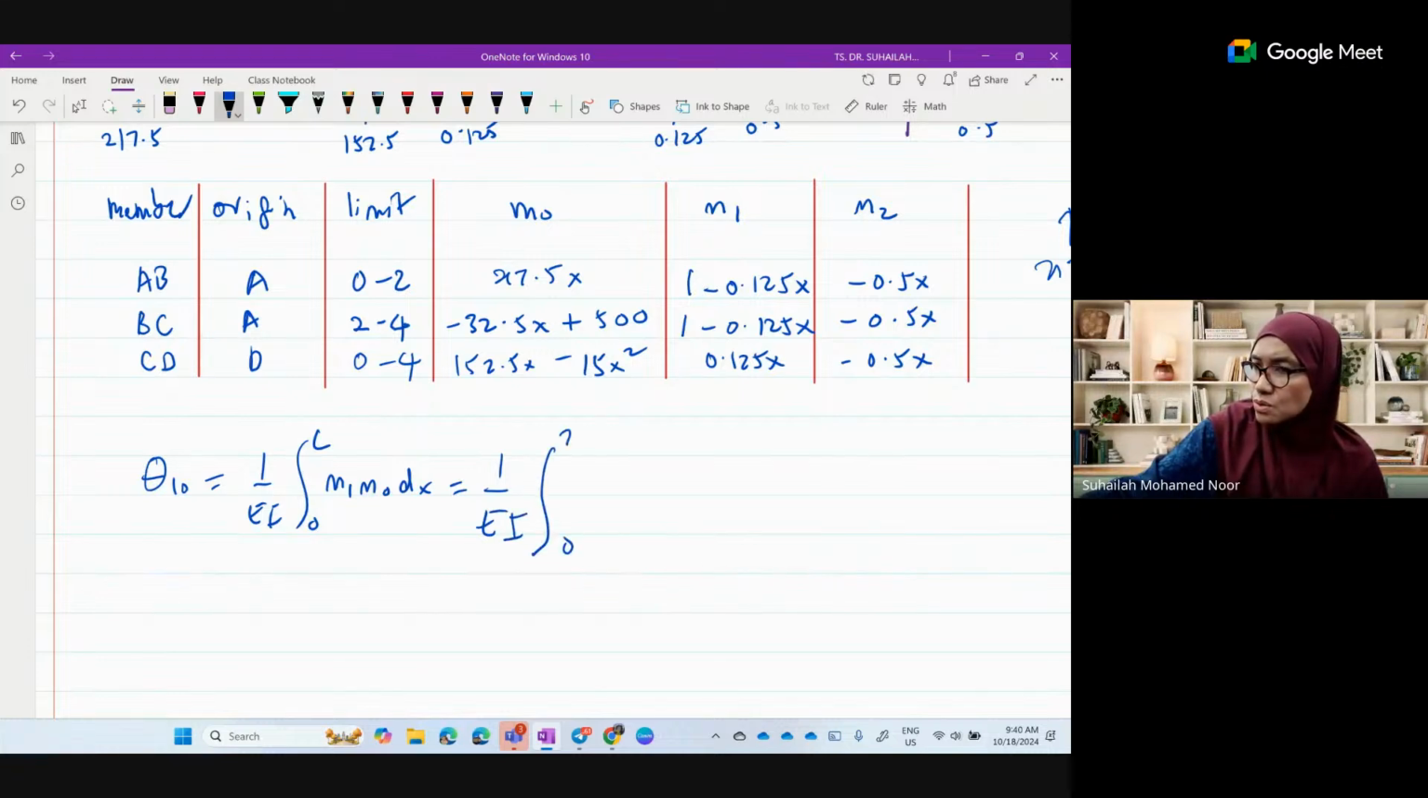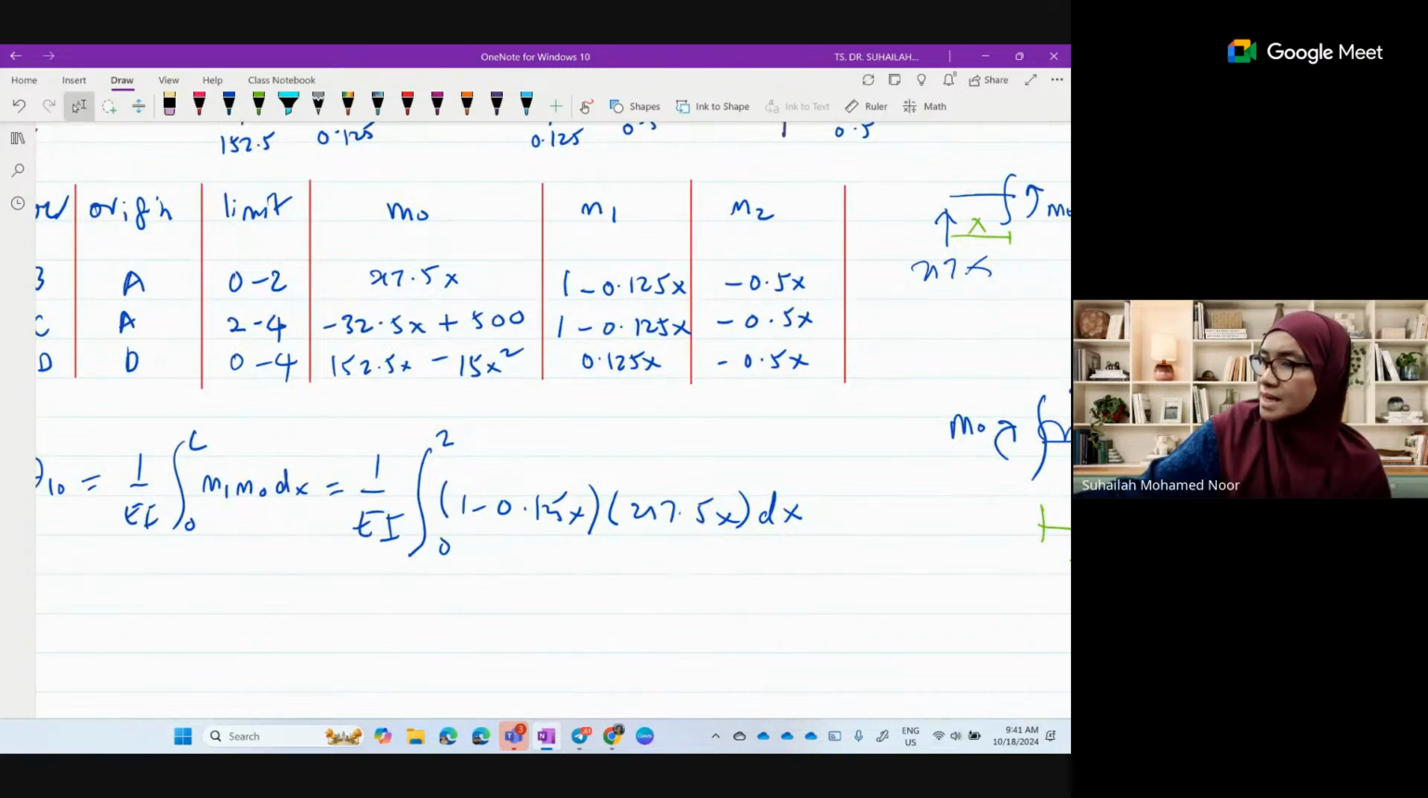But the steps are like this. From 0 to 2, for AB, it is 1 minus 0.125x times 217.5x dx, if you write it. Then add 1 over EI. If it is 2EI, put 2EI. So the next one is 2 to 4. Then we have 1 minus 0.125x with negative 32. See how slow it is to write?